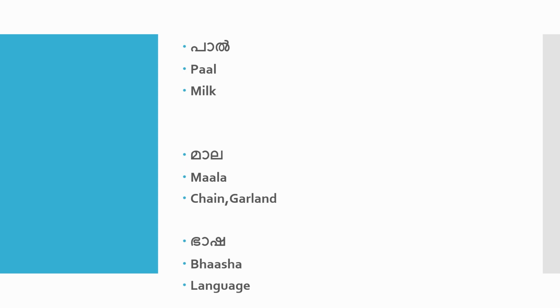Pal means milk. So here you see pa. Mala means chain or garland. Bhasha means language. We are learning Malayalam language. We are learning Malayalam Bhasha.